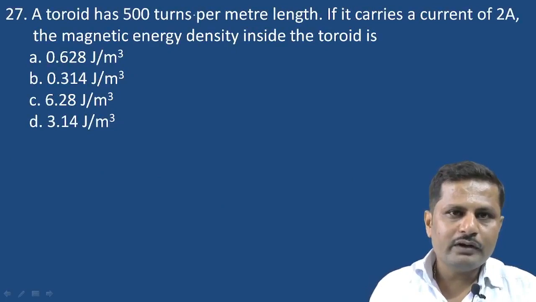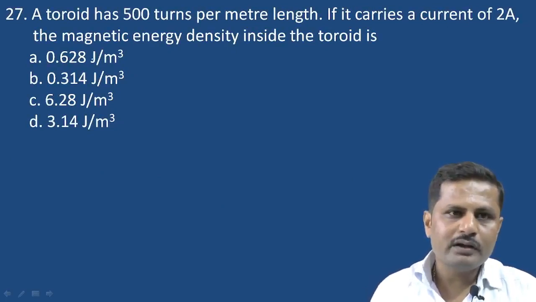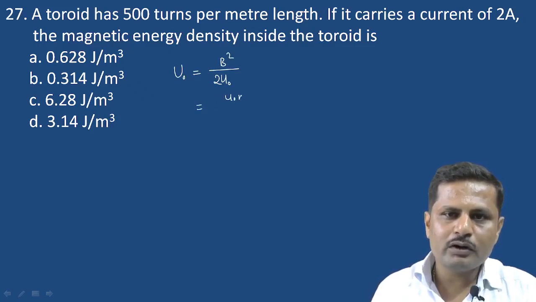a toroid has 500 turns per meter length. If it carries a current of 2 ampere, the magnetic energy density inside the toroid is. As we know, the magnetic energy density is given by the expression U is equal to B square divided by 2 mu naught. Here the magnetic field inside the toroid is given by mu naught N I. But here we have B square, so therefore make it square. So that's mu naught square N square I square divided by 2 mu naught.